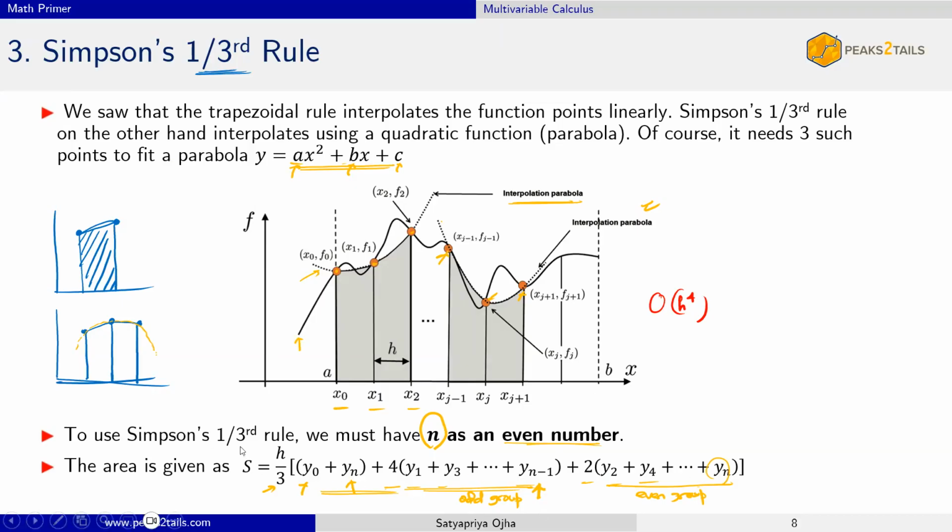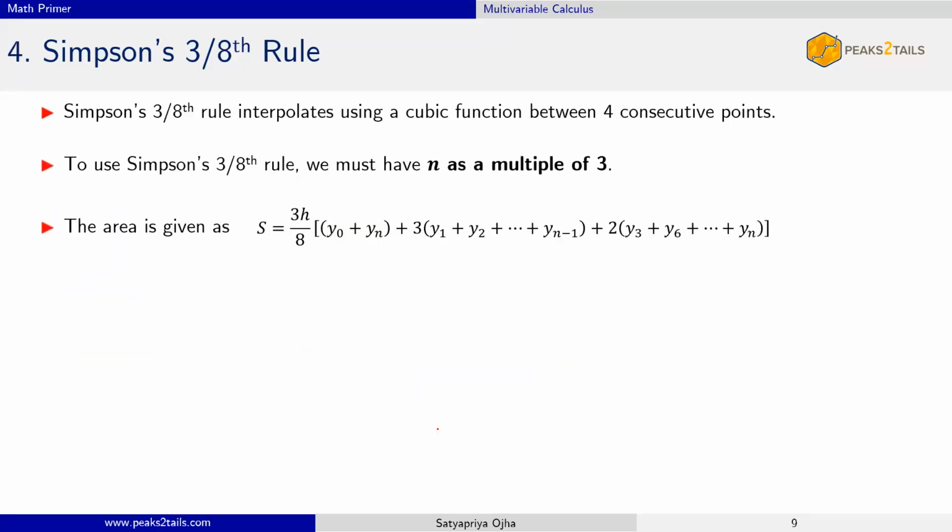And implementing this particular sum is not difficult. It's very straightforward. The only thing is you have to ensure n is an even number when you discretize the interval. The next one is Simpson's 3/8 rule. Where does this name come from? Because in the final formula you see a factor of 3/8. There we had 1/3, so 1/3 rule. Here we have 3/8. Now I have not given any derivation or anything. If you're interested, you can look at it.